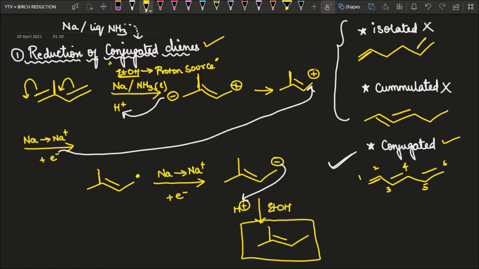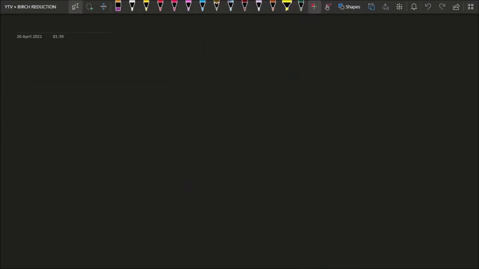Okay, so this is the first application of sodium metal dissolved in liquid ammonia. Now the second application of the Birch reduction reaction is reduction of non-terminal alkynes. Okay, non-terminal alkynes can be reduced using Birch reduction reaction. So that is the second application.